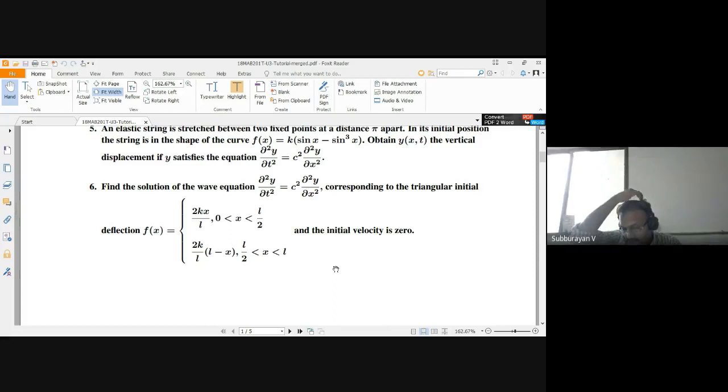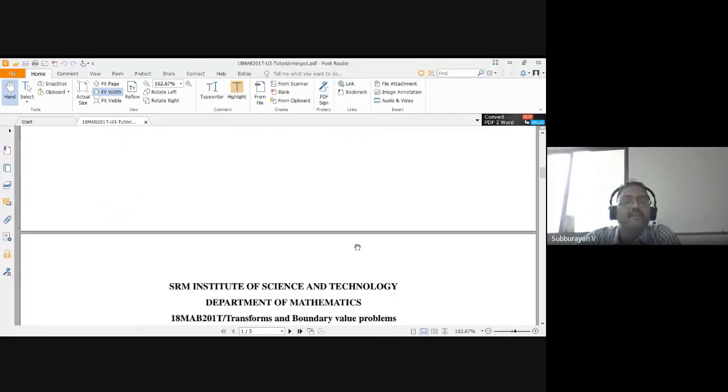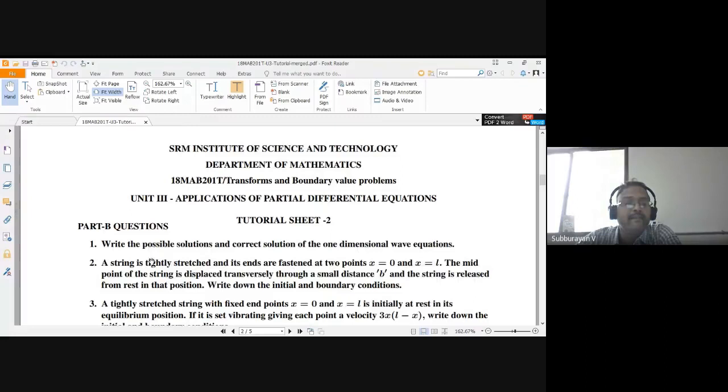See, we got the value of bn, and you plug this expression into your series expansion: summation n equal to 1 to infinity, 8k upon n square pi square into sine n pi by 2 into sine n pi x by L into cos n pi ct divided by L. Okay, so this is the series solution. Now we will move to the tutorial sheet, tutorial 2.